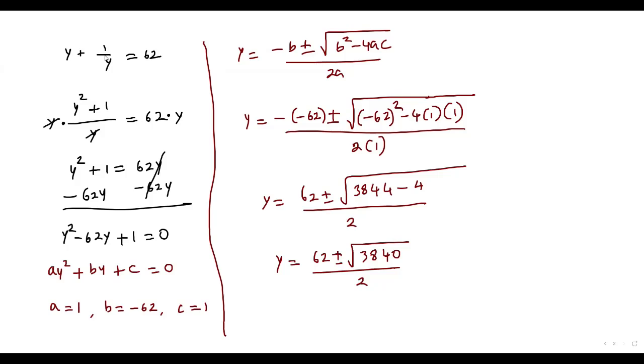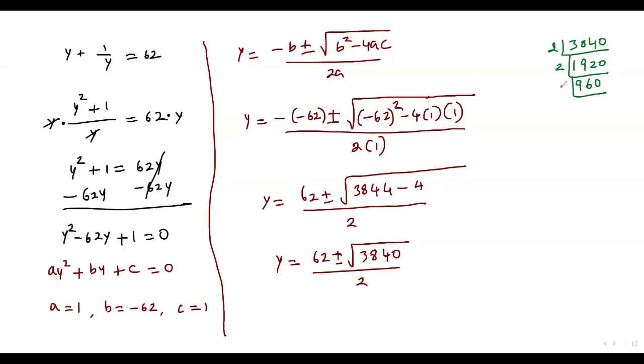Now let's evaluate this one separately. For that, first we have to resolve 3,840 into prime factors. Let me use the L division for that. 3,840 ends with the digit 0, so it's an even number and we can divide it by 2. When I divide it by 2, I'm getting 1,920. Again, the last digit is 0, so it's an even number, so we can divide it by 2.